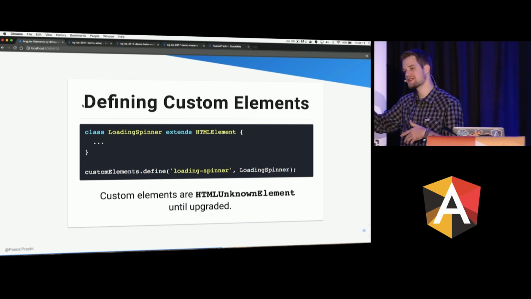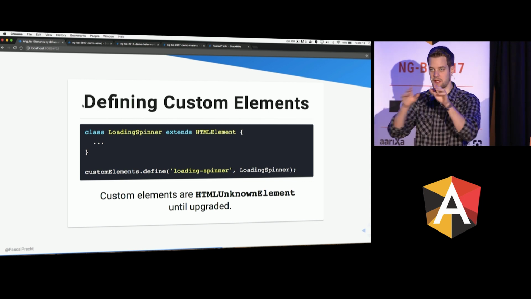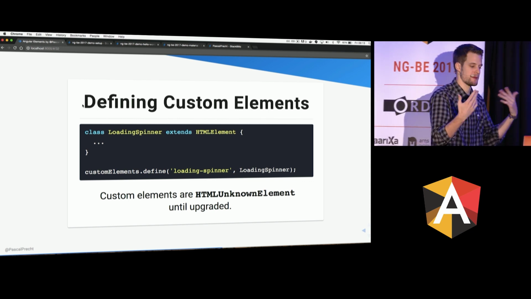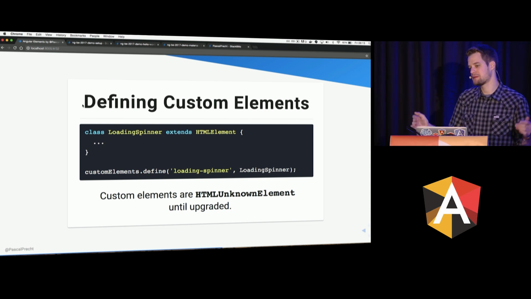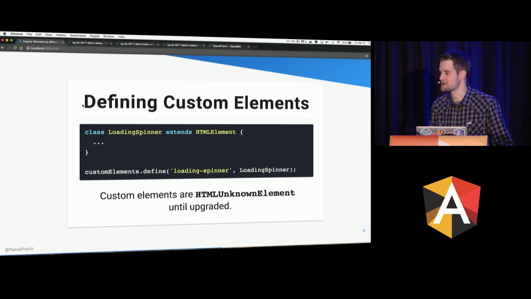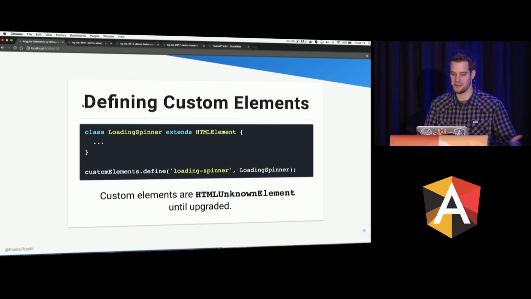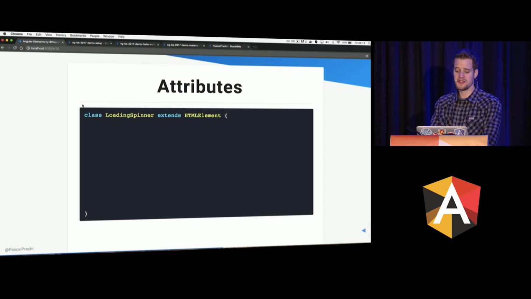Until that happens, the loading spinner in your document is like an HTMLUnknownElement. That's how the browser sees it. It's not an error. It just more or less ignores it. That's what browsers do. They do this thing called graceful degradation. So there's no error. They just have a DOM element that they don't know until the point a custom element is registered.